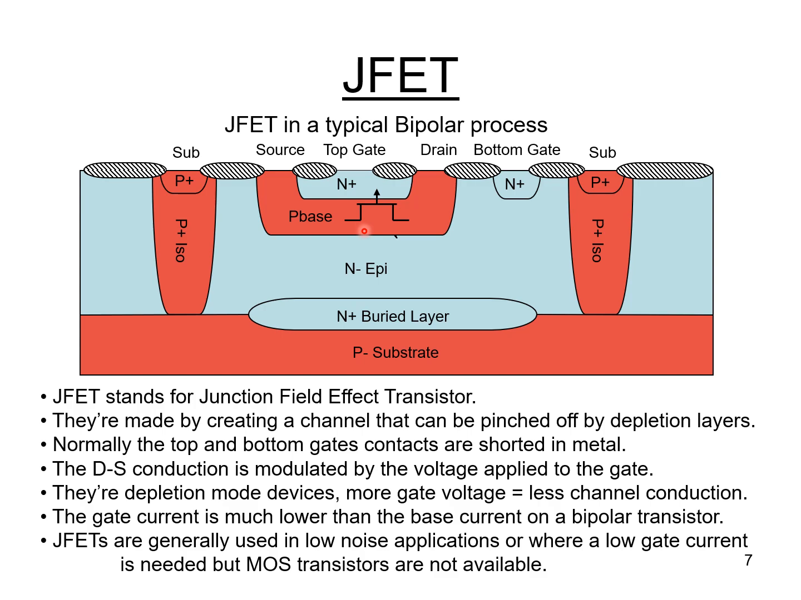JFETs are generally used in low noise applications. That's one of the nice things about JFETs. They're very low noise. Or another alternative would be where a low gate current device is needed, but you don't have MOS transistors available. Of course, MOS transistors are going to have an even lower gate current because they have an oxide insulator on the gate. So it prevents even the reverse bias leakage current of a diode that you see with the JFET.